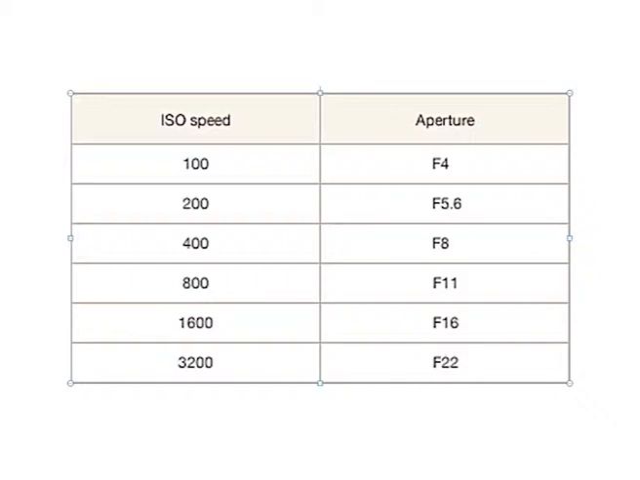For aperture f4, the speed is 100. Now, aperture f5.6 is for 200 ISO, f8 for 400 ISO. For ISO 800, aperture is f11, f16 for 1600, and if ISO speed is set to 3200, the aperture to be selected will be f22.